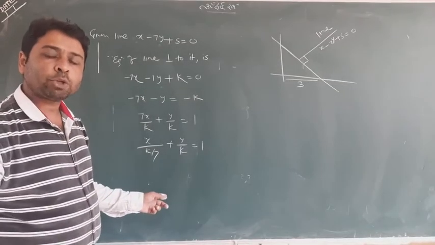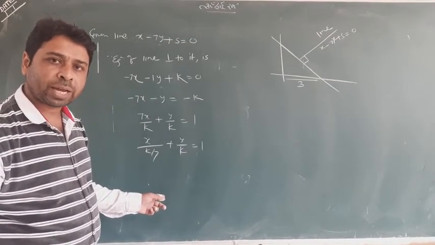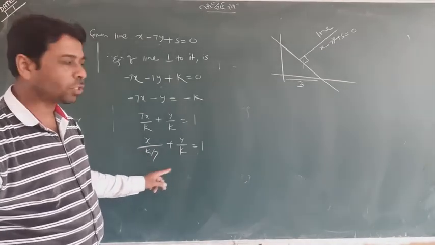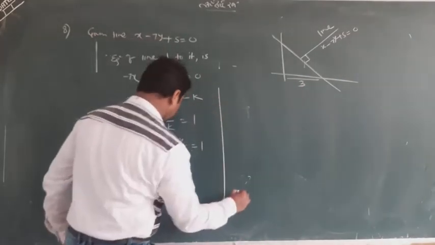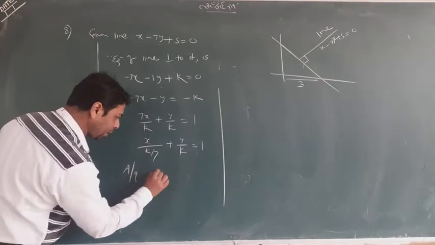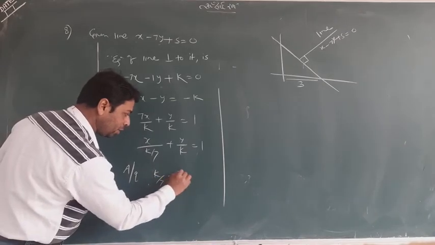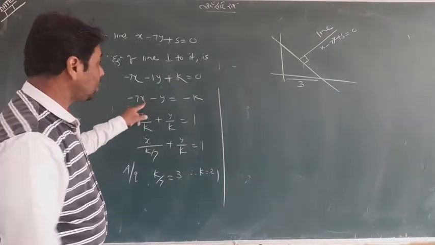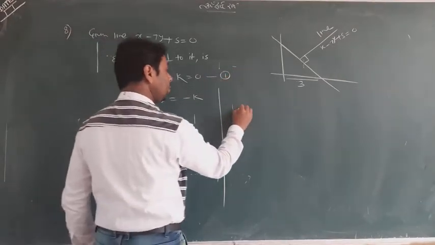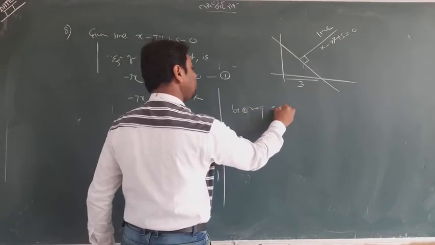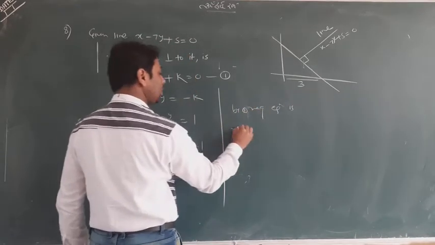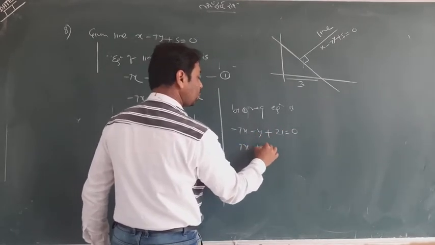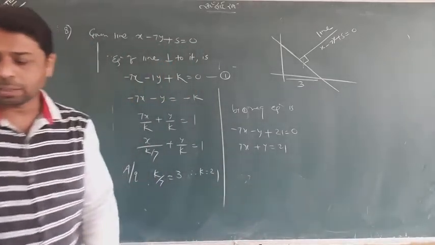Why? I have turned my answer into the intercept form so that I could identify or recognize my x-intercept, which is k by 7 and which is equal to 3. So as per the question, the x-intercept k by 7 is none else but 3. So we have got k is equal to 21, and I put k equal to 21 in the answer. So this was my answer. The required equation is minus 7x minus y plus 21 is equal to 0, or you can write 7x plus y equal to 21. This is the answer you got.